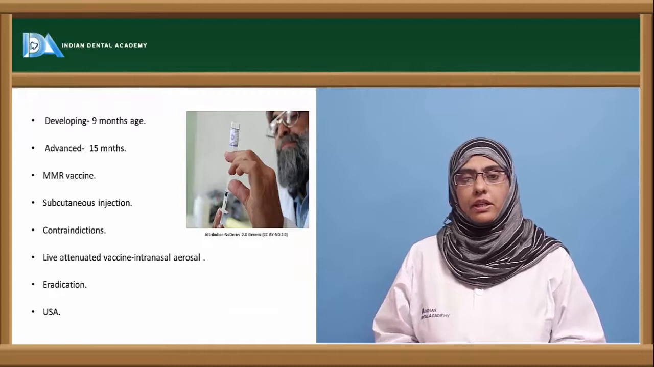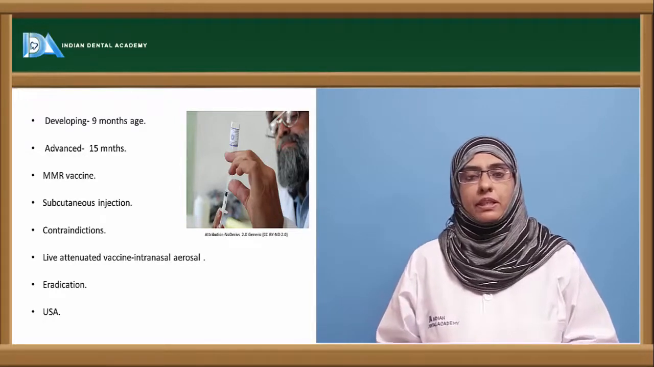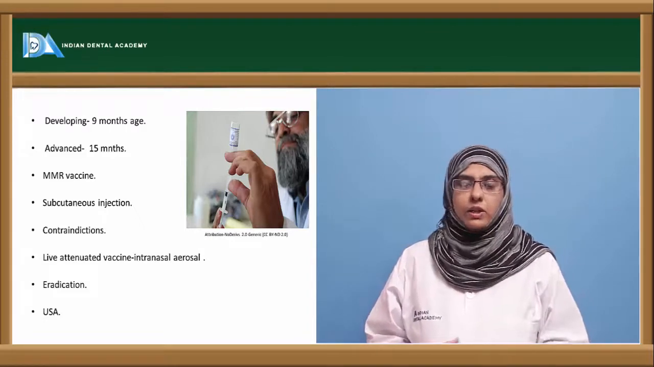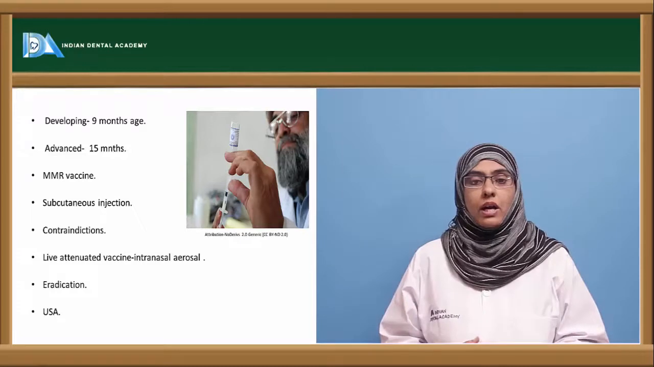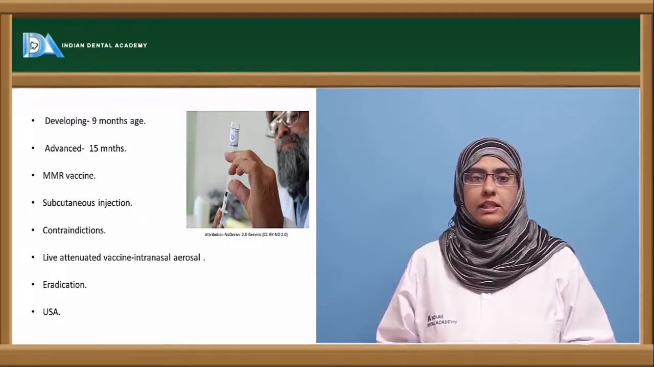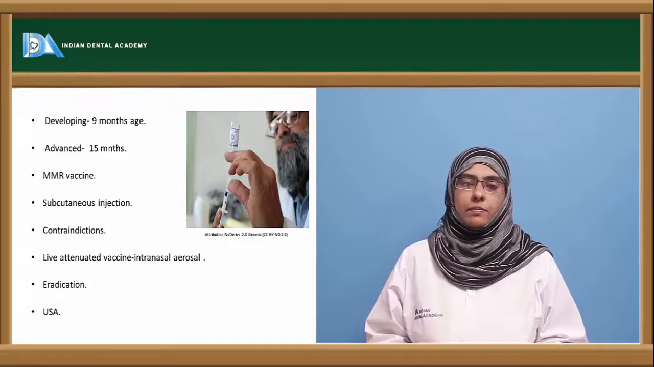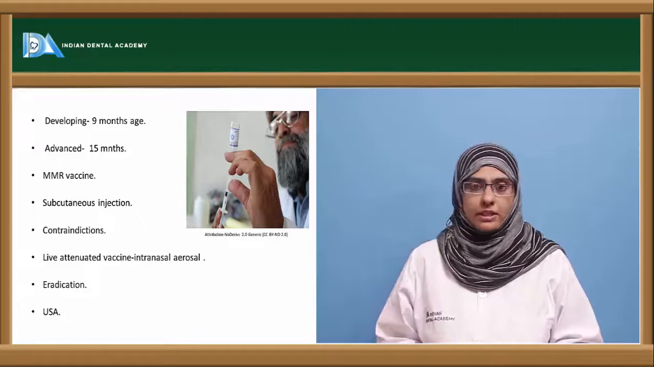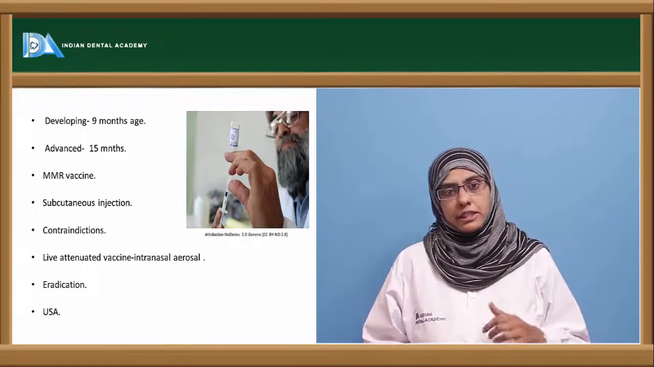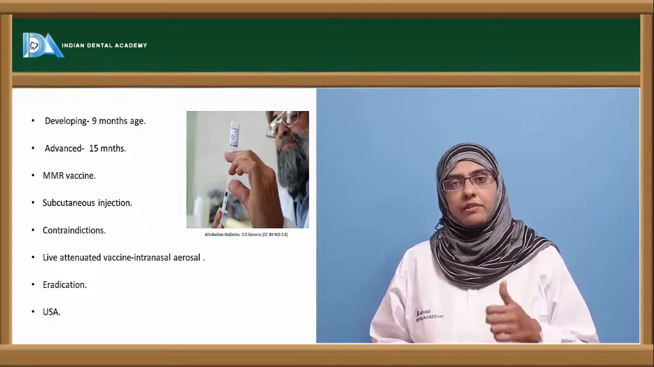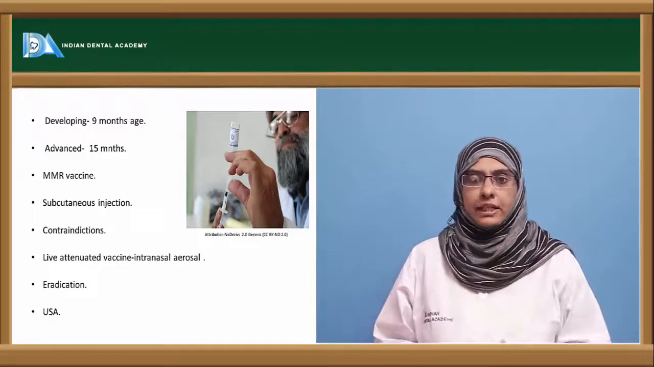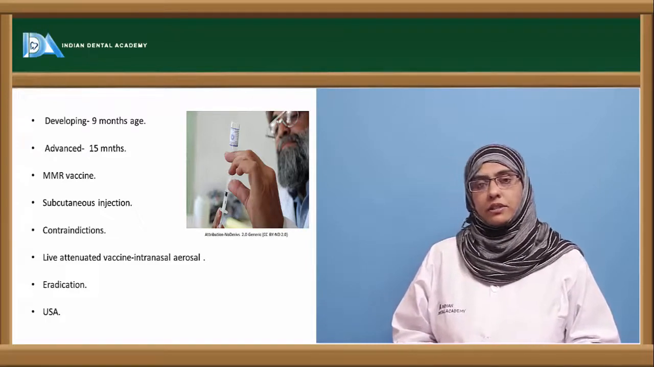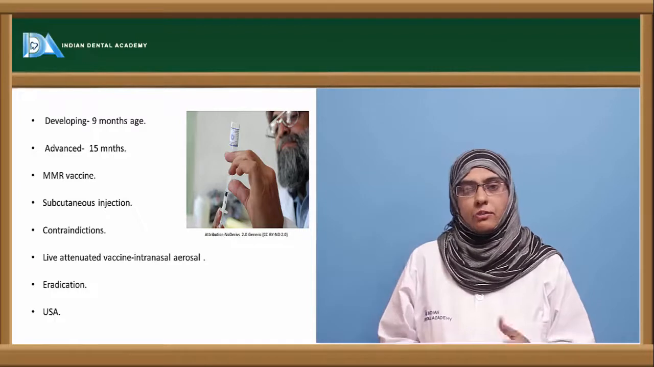Coming to this particular vaccination, it is mostly given in developing countries to children who are 9 months of age, and in advanced countries to children of 15 months and above. It can be given as a single subcutaneous injection, or in combination as the MMR vaccine, that is, measles, mumps and rubella vaccine. A single dose of subcutaneous injection provides protection beginning from day 12 for about 20 years. Contraindications are persons with underlying tuberculosis, pregnant women and immunodeficient patients, who cannot be given this vaccination.